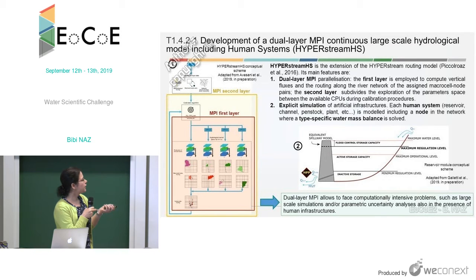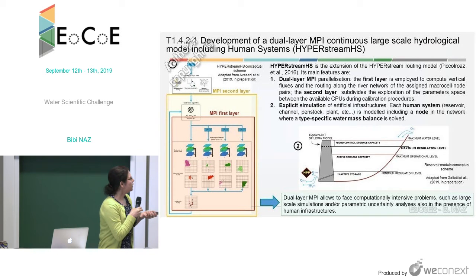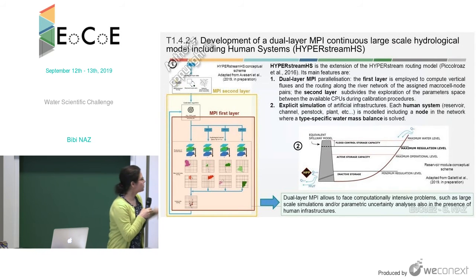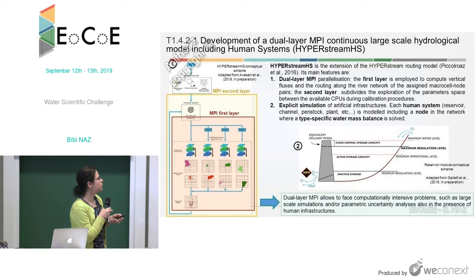And this routing model also includes the explicit simulation of artificial infrastructure, such as human systems like reservoirs, reservoir channels, and plants. So this model can explicitly model those reservoirs at different locations on the rivers. This is a schematic diagram of the reservoir modules, which shows different stages of the water level in a reservoir.